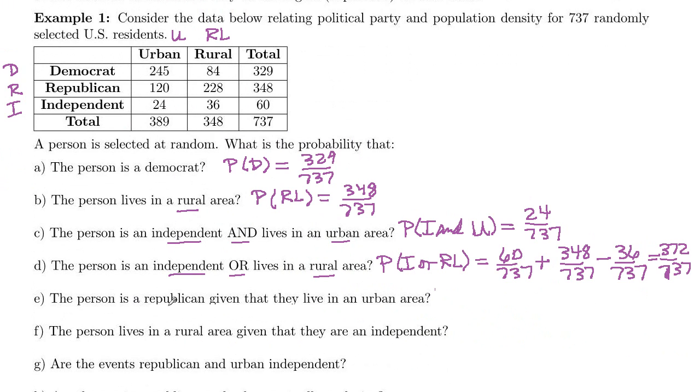What is the probability the person is a Republican given that they live in an urban area? So this is probability of R given U. So remember, your given condition restricts the denominator, restricts your total outcomes. We're only looking at the urban area, which our total is 389. And then it's given we're in that column, what's the chance they're Republican? Well, we had 120 here out of that 389.